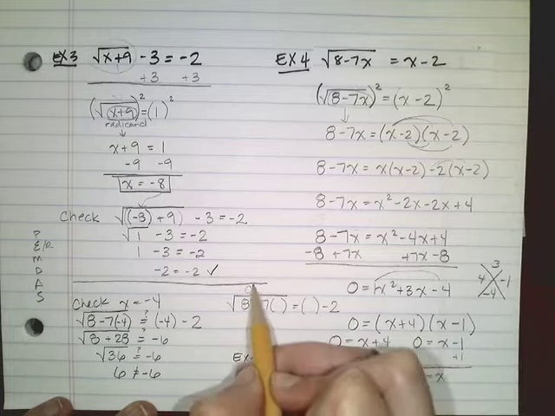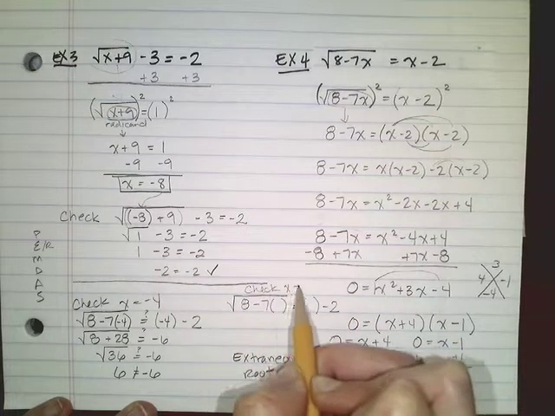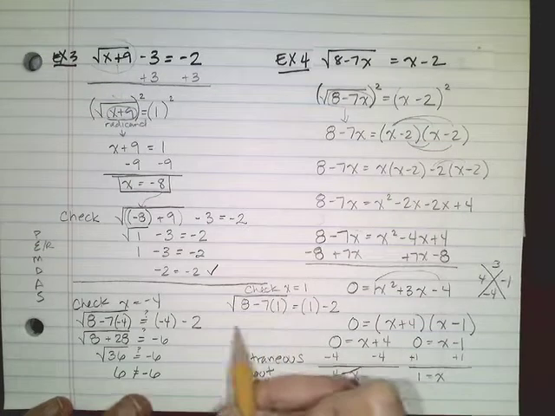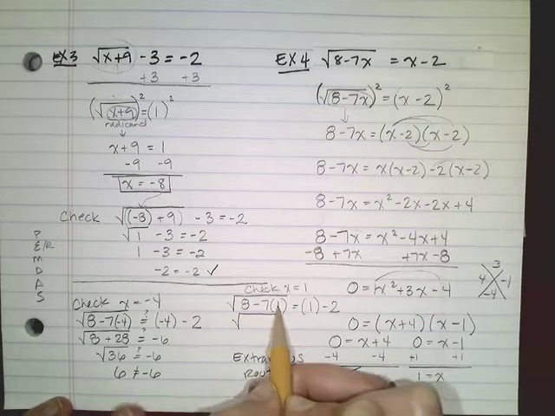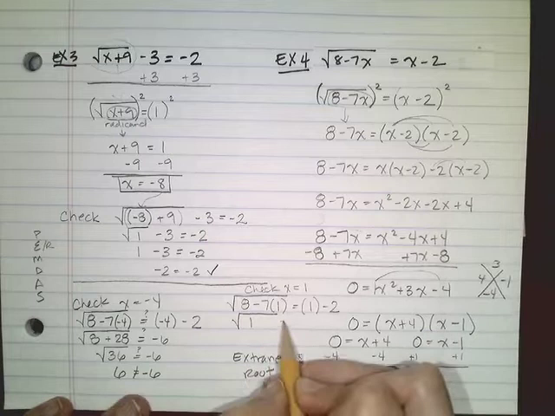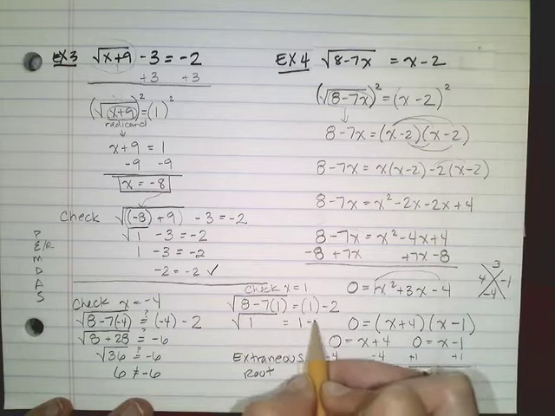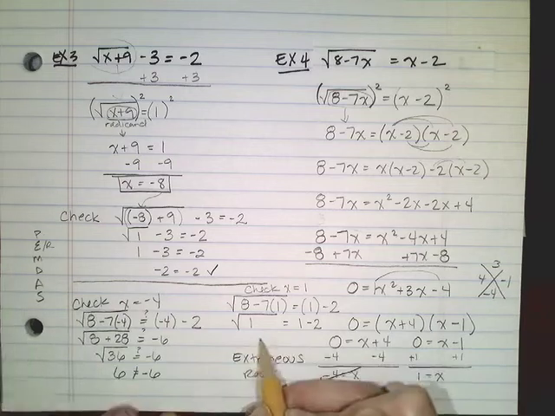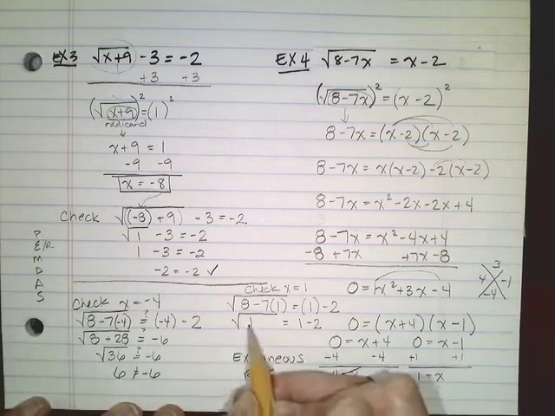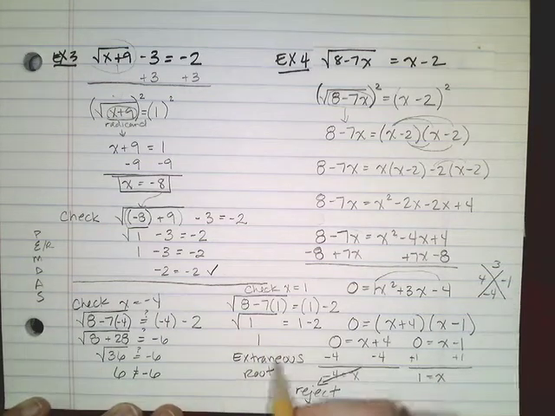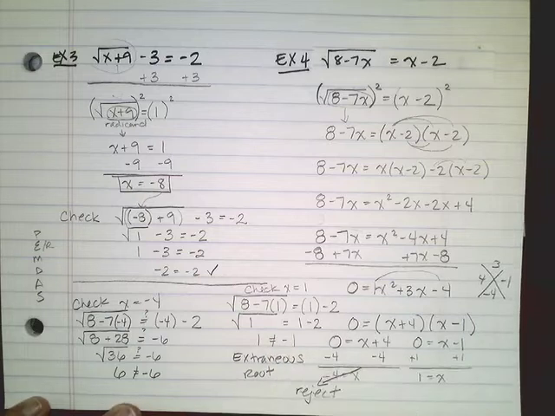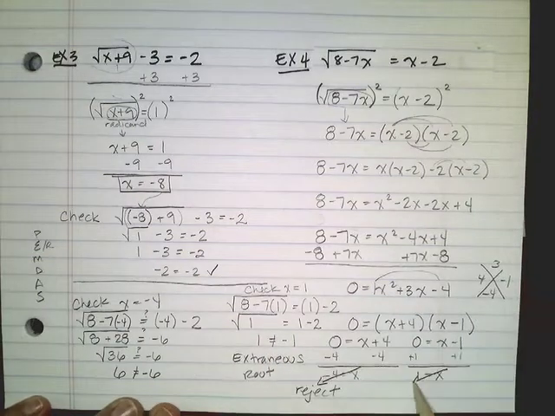So I'm checking when x equals 1. So plug in 1, plug in 1. I get the square root of 8 minus 7, right, which is 1. Does that equal 1 minus 2? Well, looks like the square root of 1, which is 1, does not equal negative 1. We need to reject that one as well.